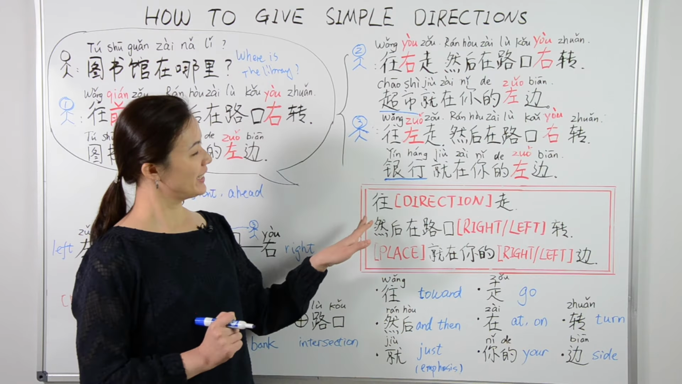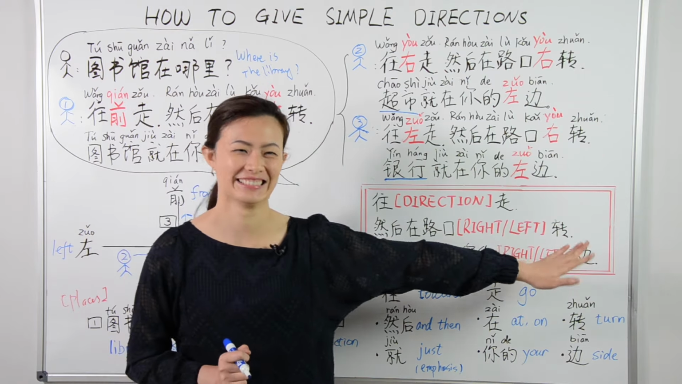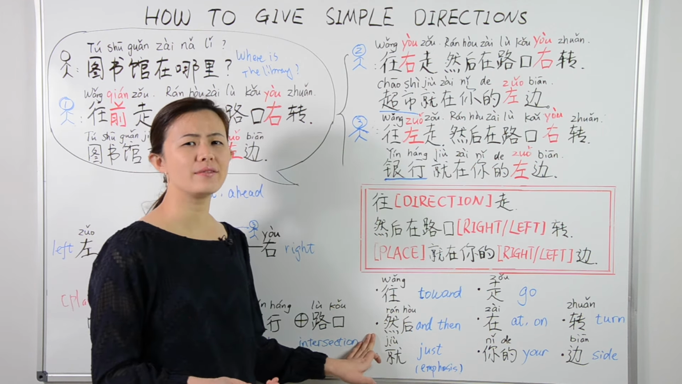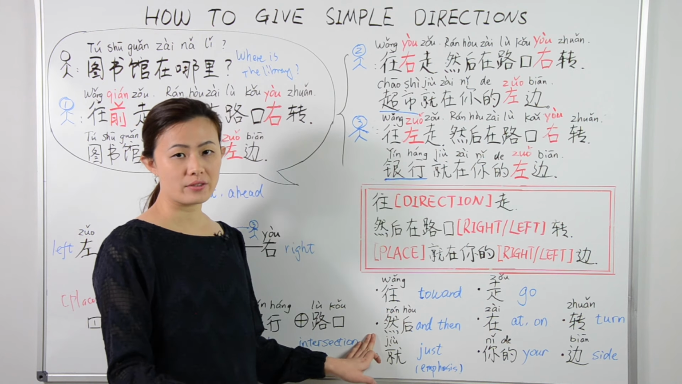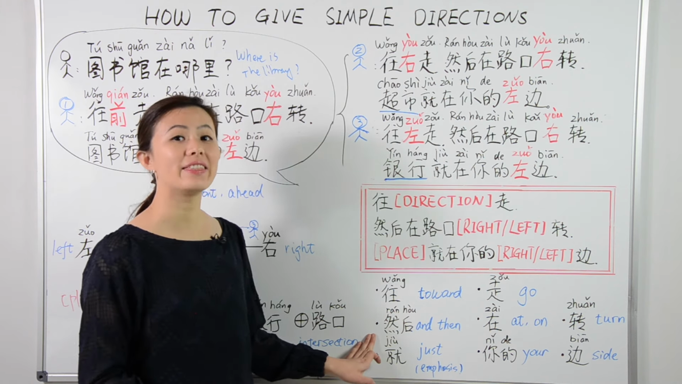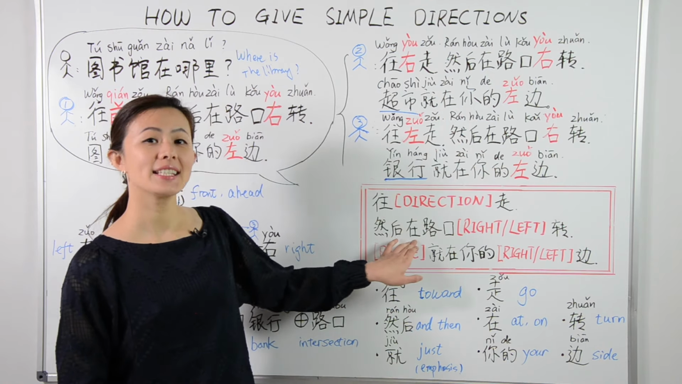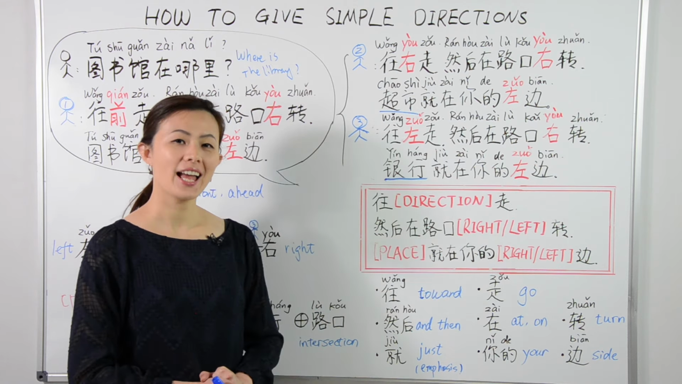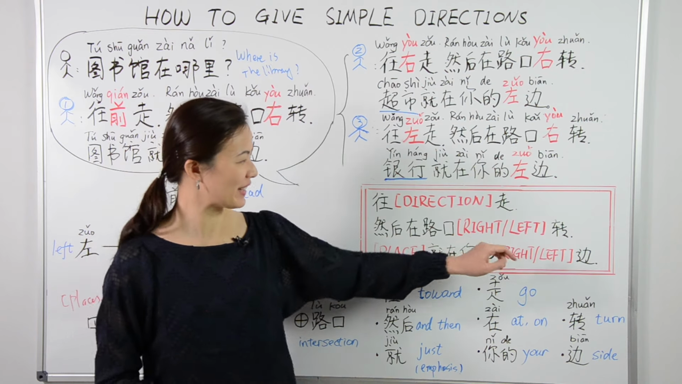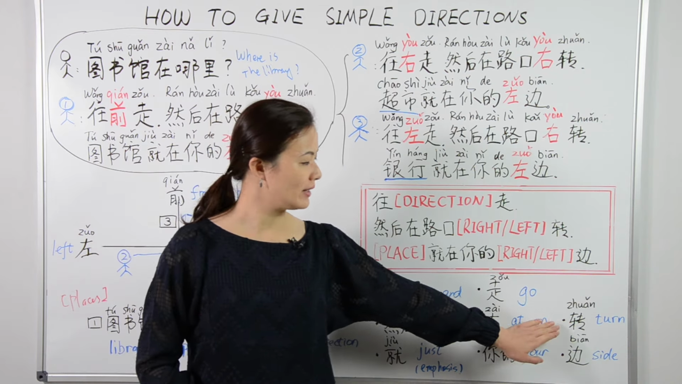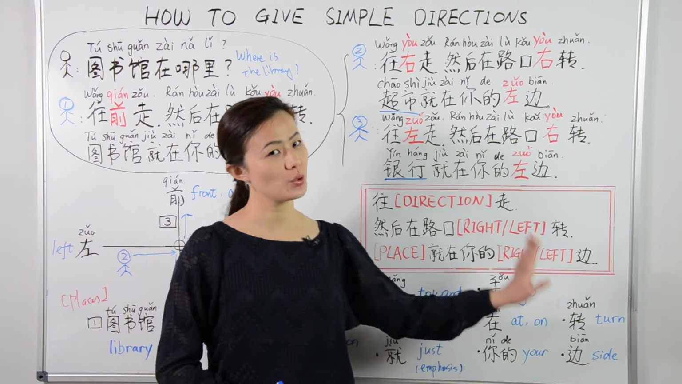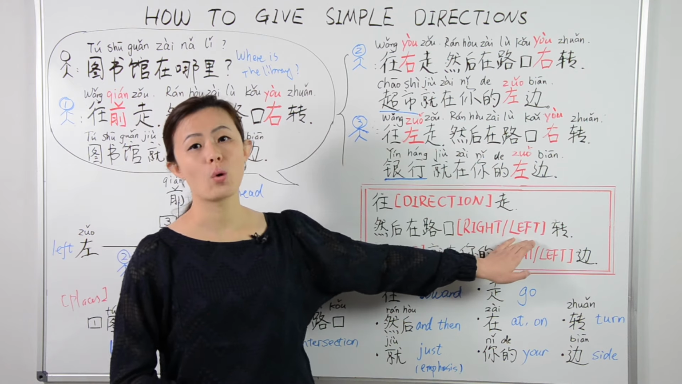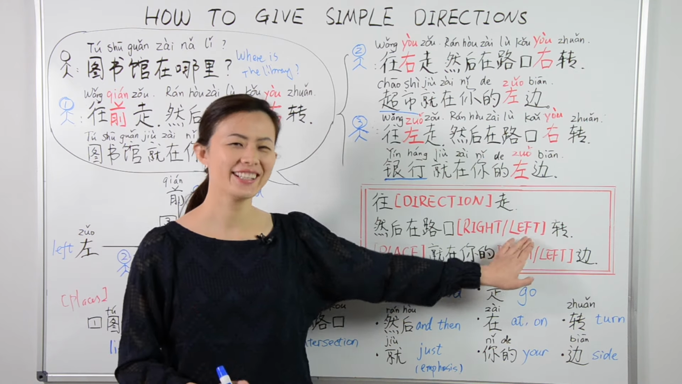Our second part is 然后在路口, right or left 转. Okay, 然后, first word, 然后. 然后 is a conjunction word, meaning and then. This is very useful. You'll hear it a lot either in everyday conversations or formal language. 然后, and then. Next word is 在. 在, in this case means at, as in 在路口, at the intersection. Okay, we know 路口 is intersection. And the last word, 转. 转 is a verb meaning turn. So you can say 然后在路口右转, or 然后在路口左转, either turn right at the intersection or turn left at the intersection.